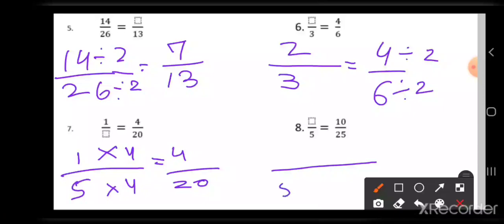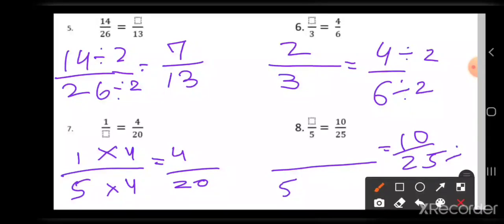Dash upon 5 is equal to 10 upon 25. 25 divided by 5. 5 fives are 25. 5 twos are 10. Write properly in your notebook.